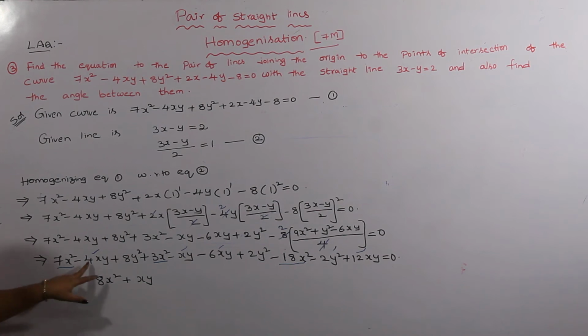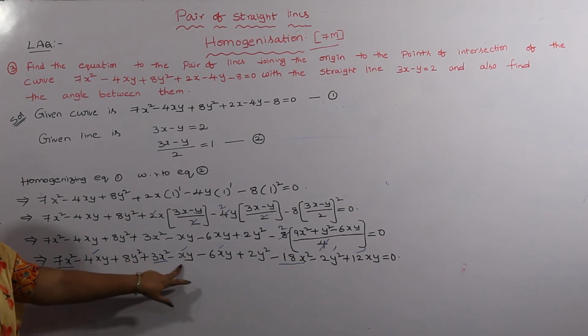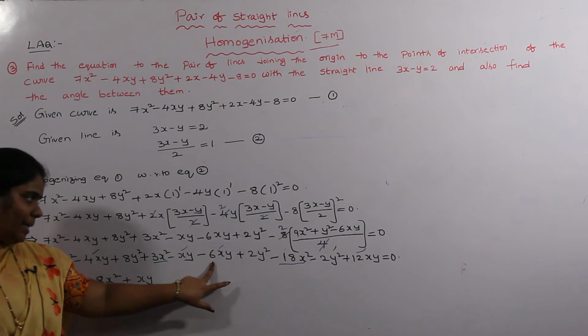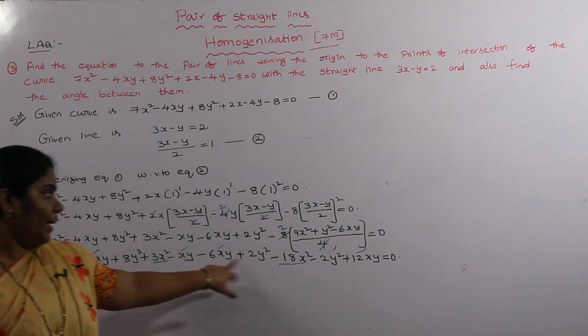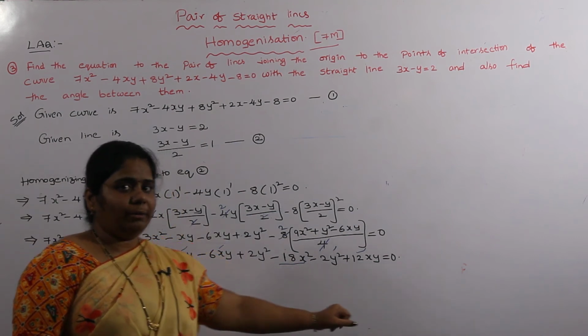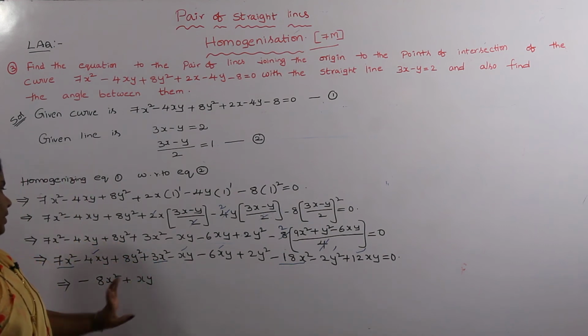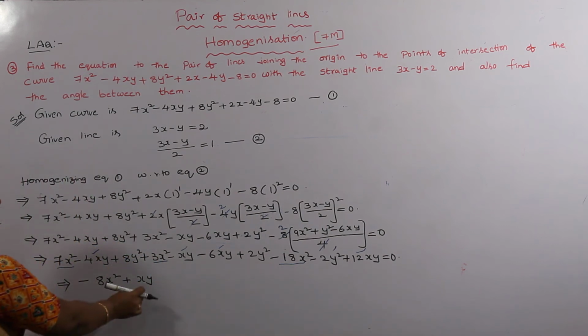I repeat one more time. Minus 4 minus 1 is minus 5. Minus 5 minus 6 is minus 11. Minus 11 plus 12 is 1 only. 1 into xy, 1 is no need of writing. I am writing xy directly.